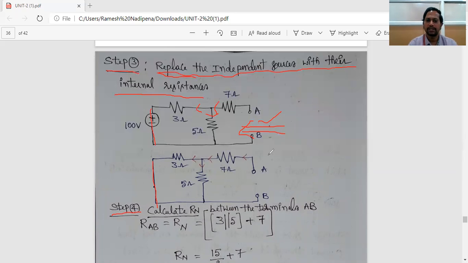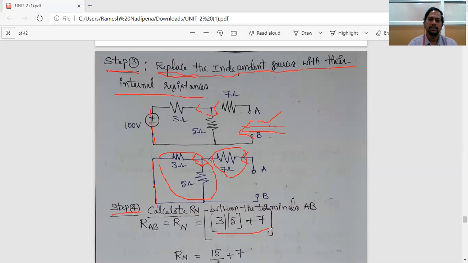For that, the procedure is: assume some current flow. That current is divided into two parts. Whenever current is divided into two or more parallel paths, the circuit is said to be parallel. So 3 and 5 ohm resistances are connected in parallel. This parallel combination is connected in series with the 7 ohm resistor. That is the meaning. So here, 3 parallel 5 plus 7.